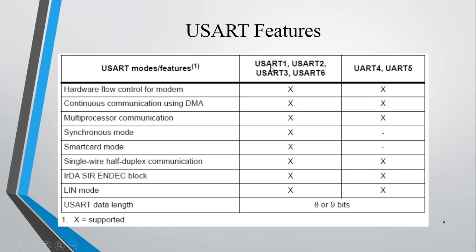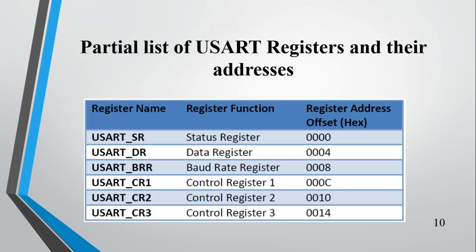Synchronous and asynchronous is supported in USART, but here only asynchronous is supported. From this table you can clearly see that the synchronous mode and the smart card mode are not supported in UART 4 and 5. But all the other features are common for both USART as well as UART. You can go through these features. One important thing: for both USART and UART, the data length can be configured as 8-bit or 9-bit. 8-bit means 8-bit data can be transmitted. In 9-bit data transmission, in addition to 8 bits, one parity bit also will be sent. So this is the listing of the registers which are used for configuring the UART.